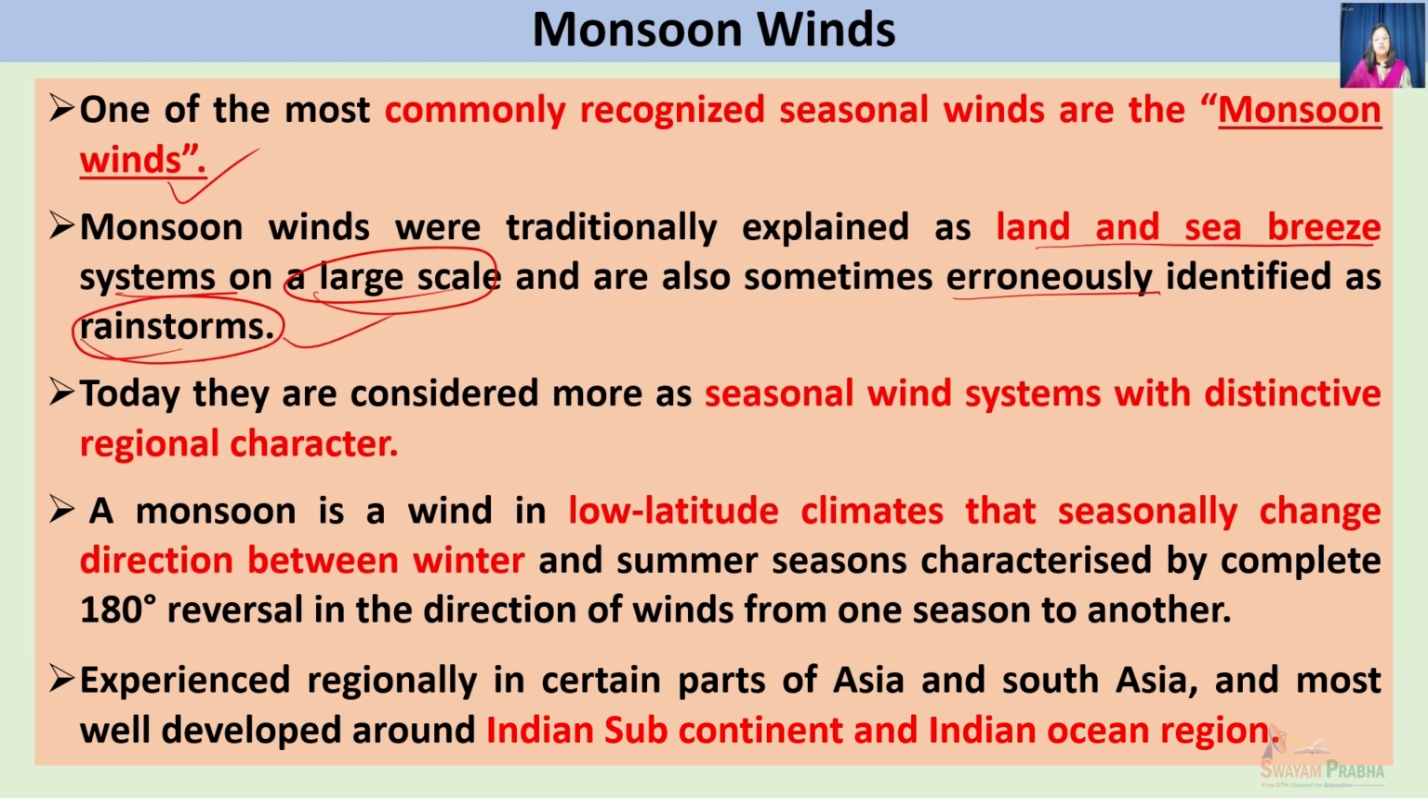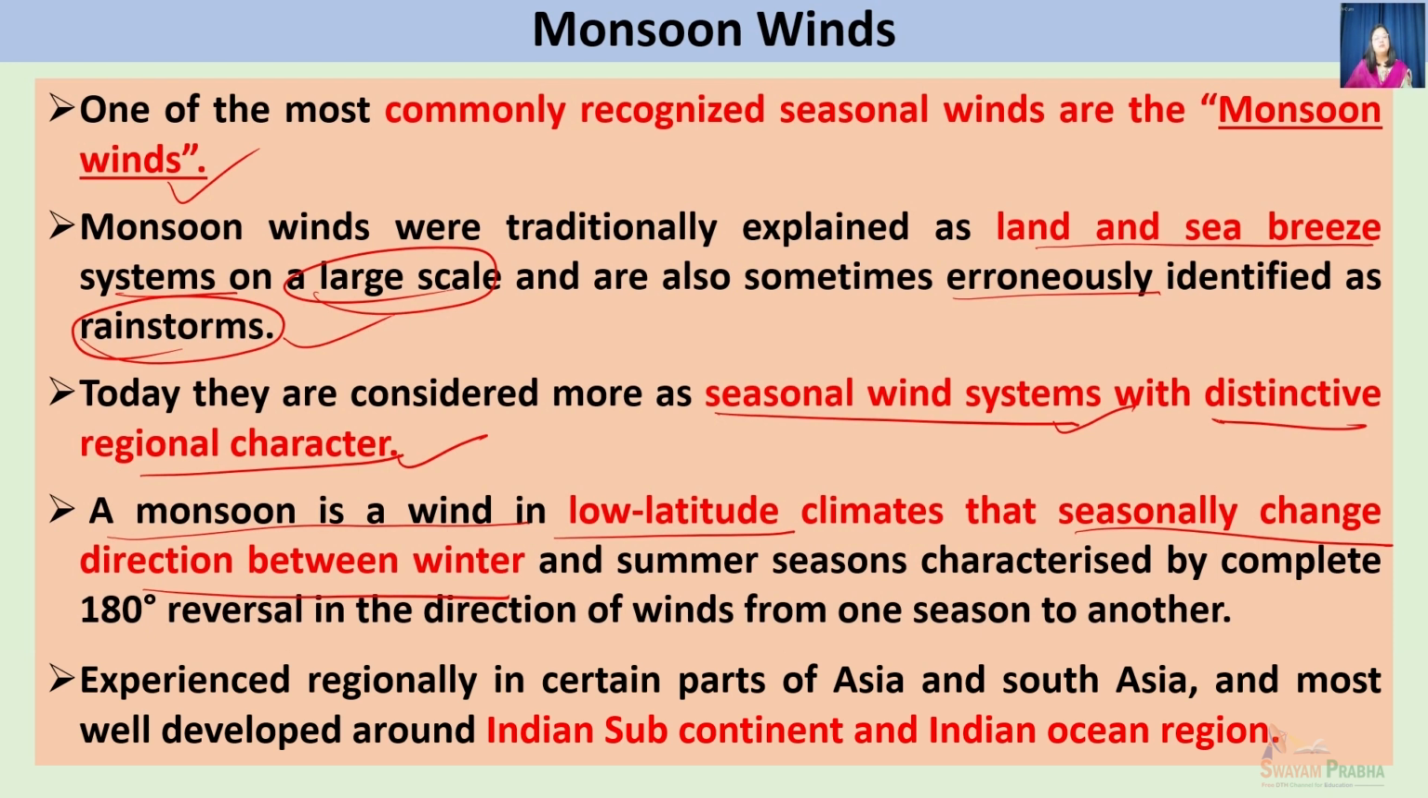However, today they are considered more or less as seasonal wind systems with distinctive regional characteristics, and the regional characteristics are highly influenced by the existing geographical and geophysical conditions of Southeast and South Asia. So by definition, a monsoon is a wind in the low latitude climates that seasonally change their direction between winter and summer season, characterized by complete 180-degree reversal in the direction of winds from one season to another.